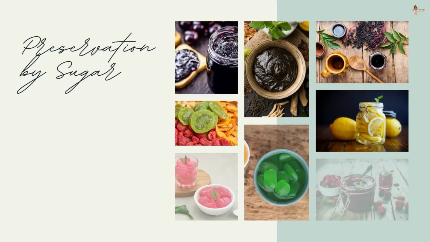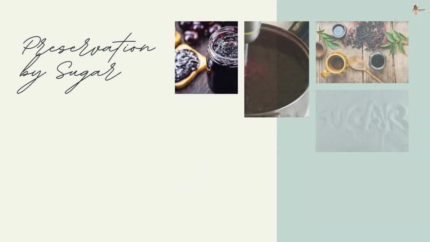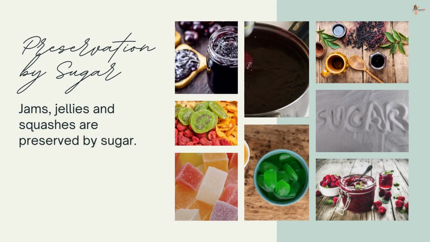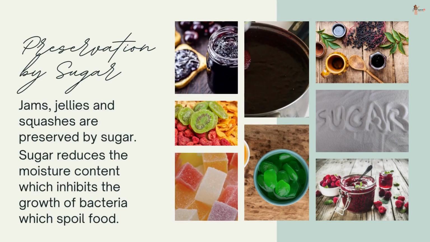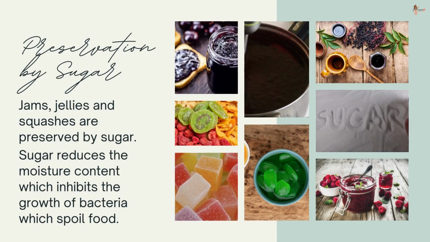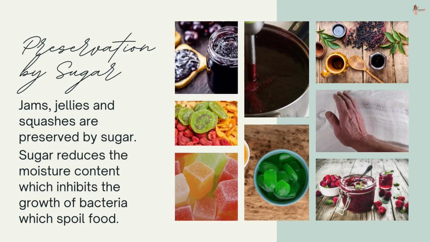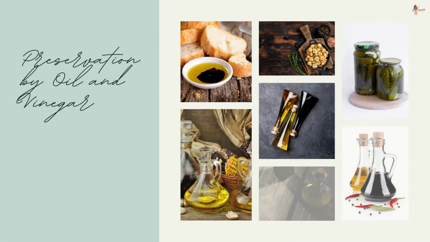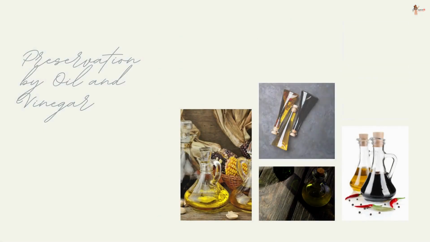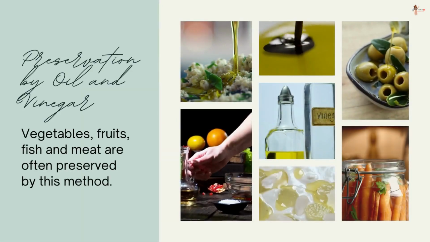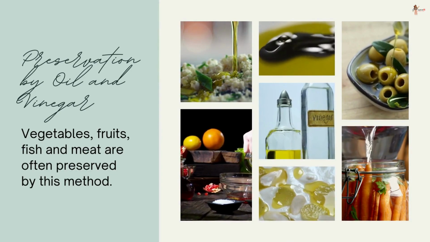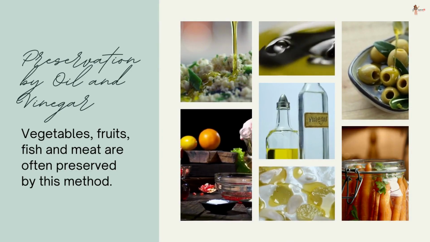Next is preservation by sugar. Jams, jellies, and squashes are preserved by sugar. Sugar reduces the moisture content, which inhibits the growth of bacteria which spoil food. Let's see the next preservation method. Preservation by oil and vinegar. Use of oil and vinegar prevents spoilage of pickles because bacteria cannot live in such an environment. Vegetables, fruits, fish, and meat are often preserved by this method.